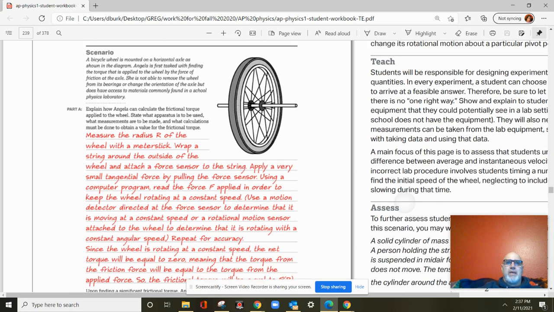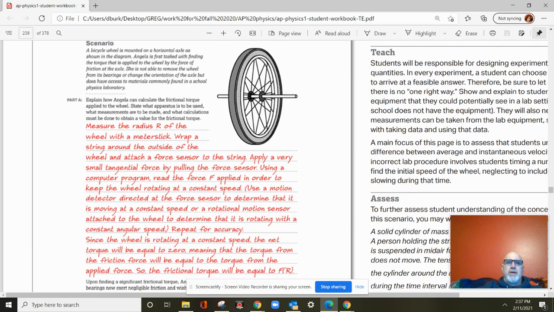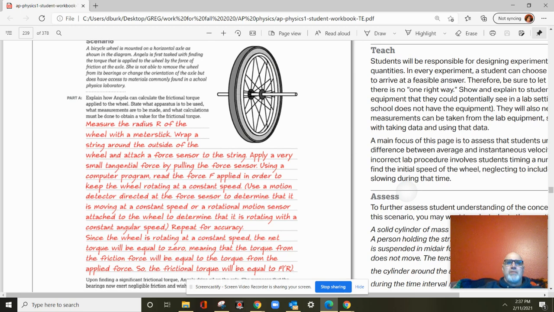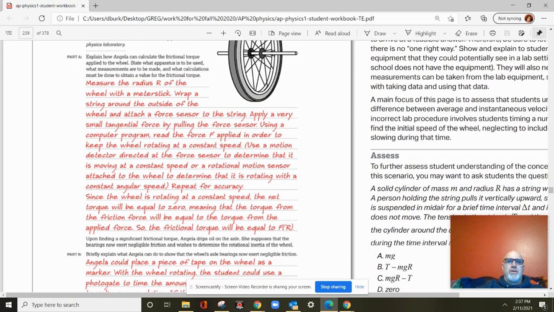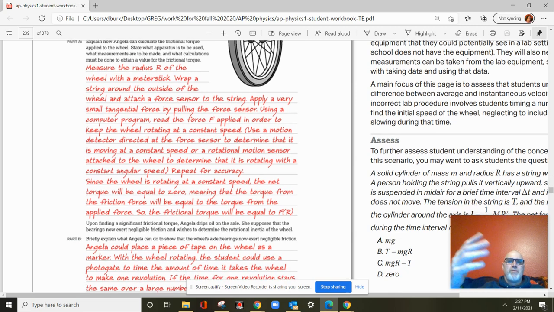So this is you explain how Angela does it. So this is basically you write up a lab for Angela so that she can do what? Finding the torque that's applied to the wheel by the force of friction. So here you go. You can see how Angela could do it. Maybe you could think of a different way to do it. Let me just read through this and see if there's anything that I need to explain to you. So we know what meter sticks are and what strings are.